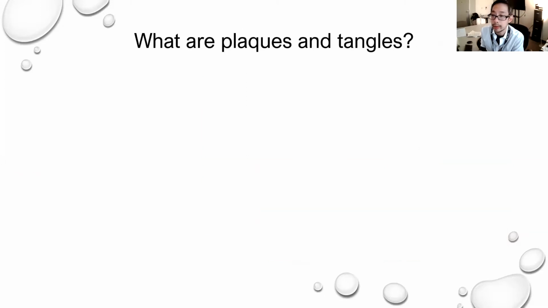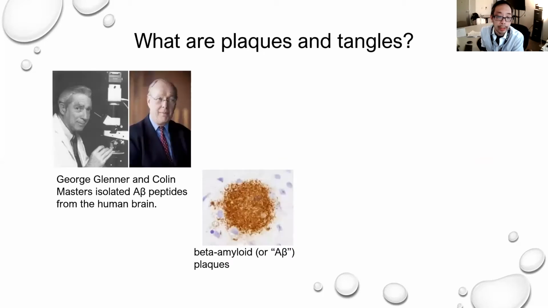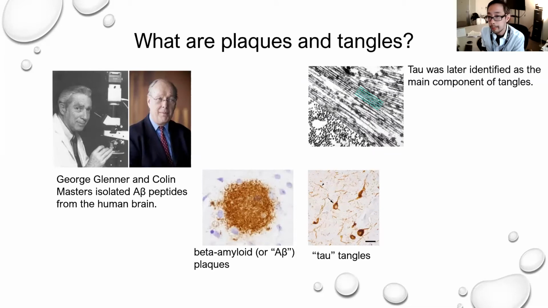So what are plaques and tangles? So plaques are these clumps of entities within a diseased brain. So in the 80s, George Glenner over at UCSD and an Australian, Colin Masters, they isolated the component within these plaques. And what they identified was a short 40 to 42 amino acid peptide that's called A beta or beta amyloid. So this is the primary constituent of these plaques that we can just call beta amyloid or A beta plaques.